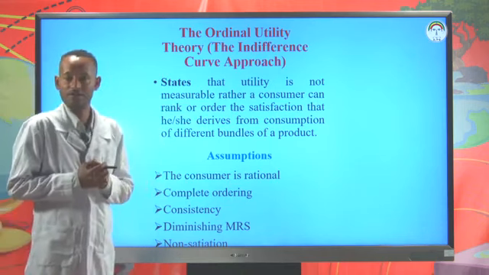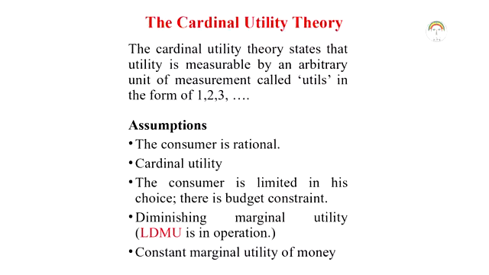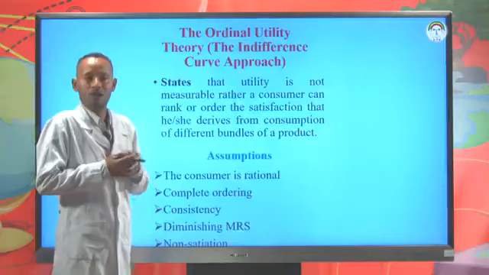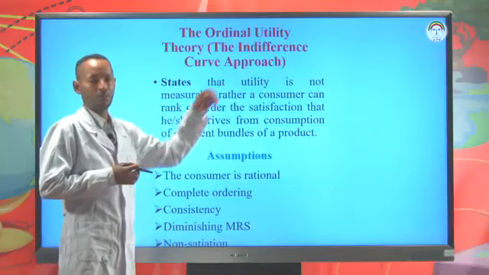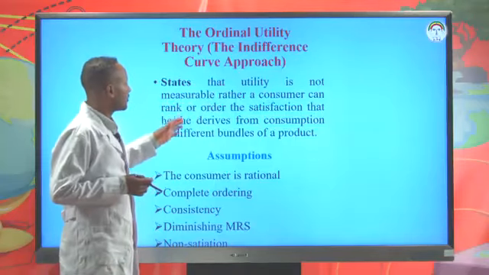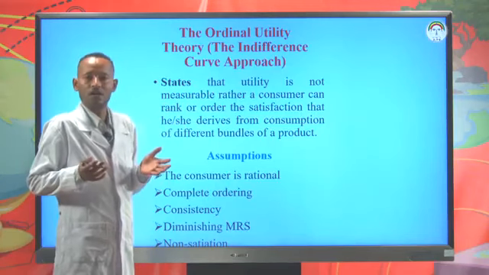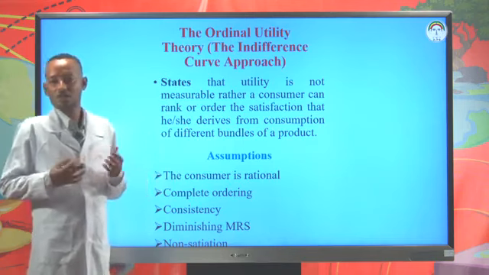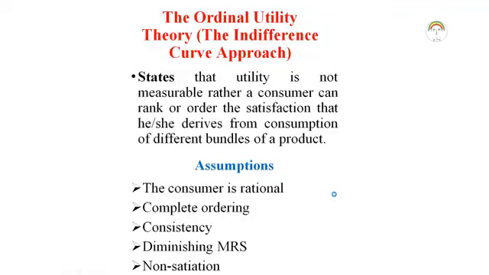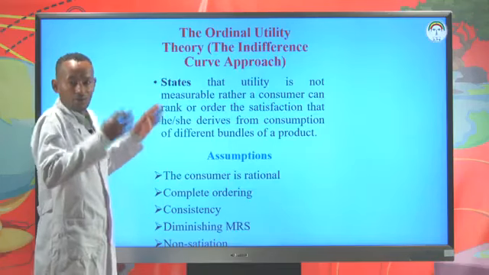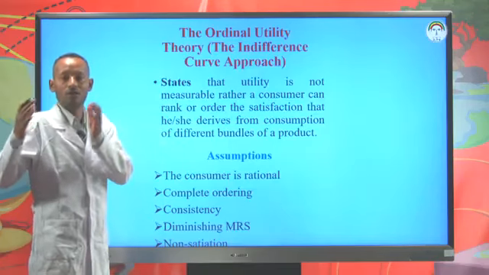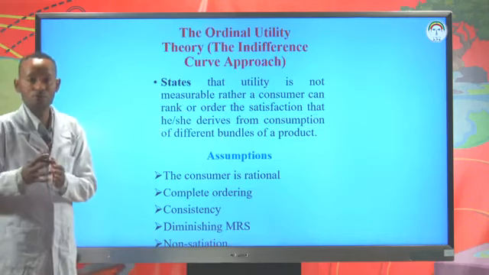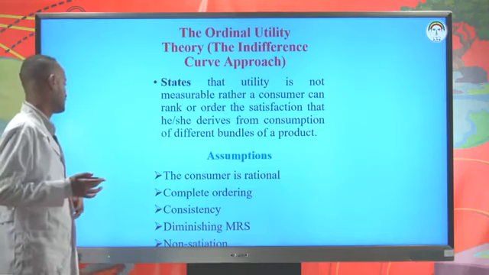In the previous revision, we saw the cardinal utility theory, which states that utility is measurable. Rather, under the ordinal utility theory approach, or the indifference curve approach, utility is not measurable. That means it is difficult to attach numbers to the satisfaction that we derive from consumption of goods and services. So utility is not measurable. Rather, a consumer can rank or order the satisfaction that he derives from consumption of goods and services.